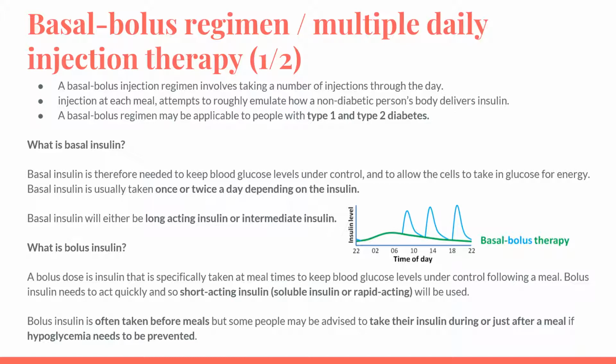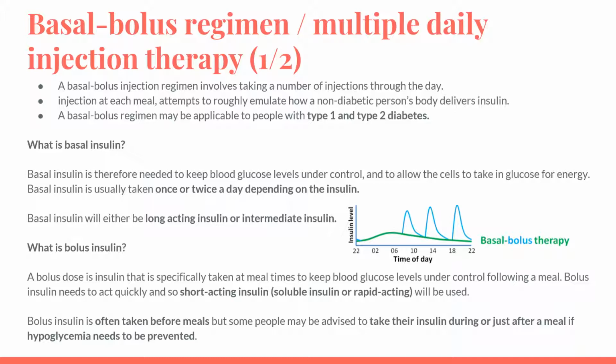A basal bolus routine involves taking a longer-acting form of insulin to keep blood glucose levels stable throughout periods of fasting and separate injections of short-acting insulin to prevent rises in blood glucose levels resulting from meals. The role of basal insulin, also known as background insulin, is to keep blood glucose levels at a consistent level during periods of fasting. When fasting, the body steadily releases glucose into the blood to keep our cells supplied with energy. Basal insulin is therefore needed to keep blood glucose levels under control and to allow the cells to take in glucose for energy. Basal insulin is usually taken once or twice a day depending on the insulin.